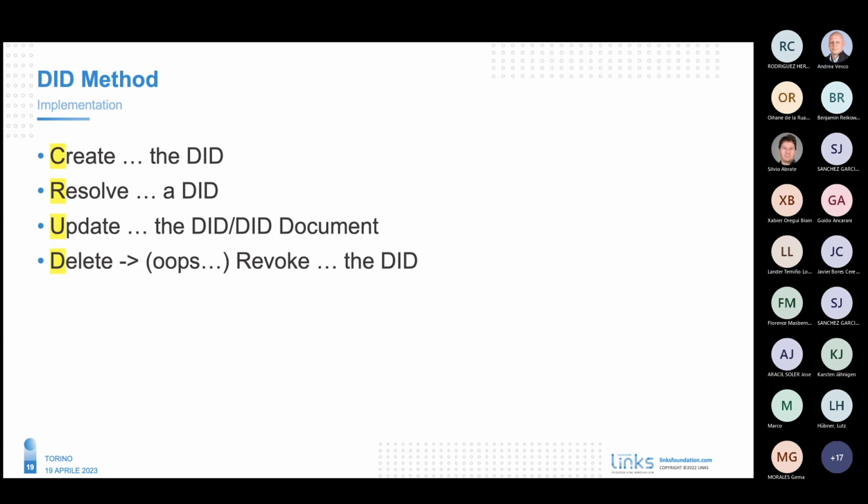Resolve a DID means I receive a DID, a URI, from a peer in the infrastructure, and I want to resolve it. That means I want to retrieve the DID document and, in particular, the public key of the counterpart from the ledger. Essentially, DIDs are pointers that the nodes exchange to create and give information on where to retrieve the public key. Of course, there is also update the DID or the DID document.